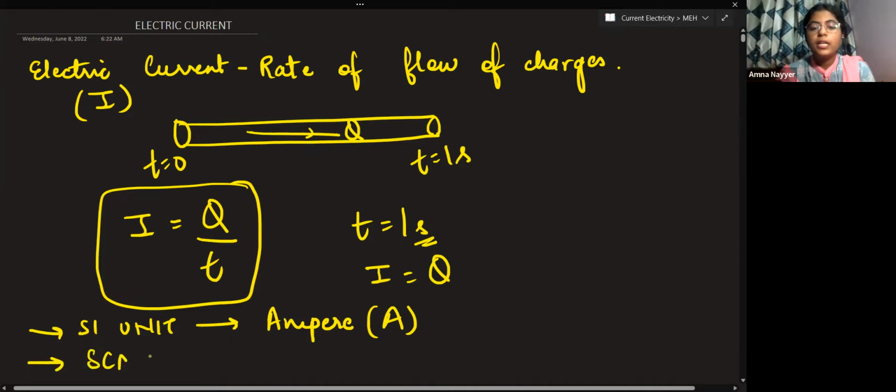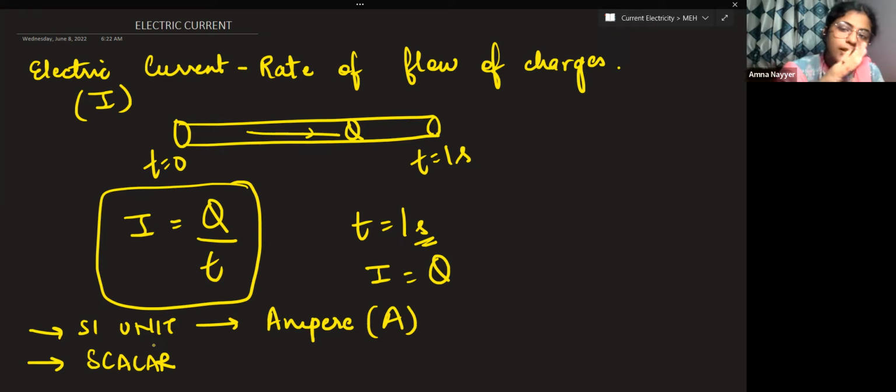Also, the second important thing in this is the type of quantity that it belongs to. See, physical quantities are basically categorized as vector quantities and scalar quantities. Vector quantities are those quantities that have magnitude as well as a specified direction associated with them.